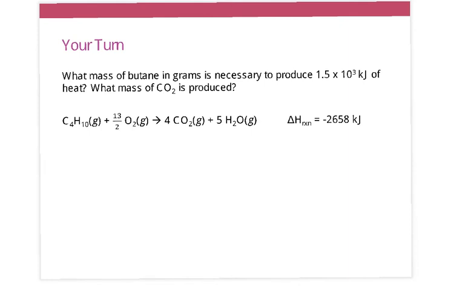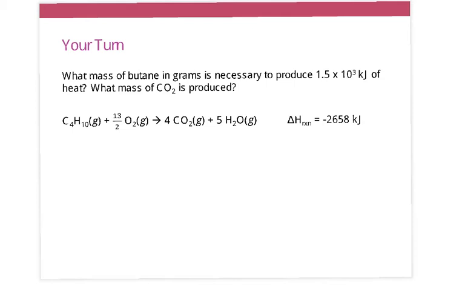Okay, go ahead and give this a try. What mass of butane in grams is necessary to produce 1.5 times 10 to the third kilojoules of heat? And the second part is, what mass of carbon dioxide is produced? Butane is found in your lighter fluid, just like propane is found in tanks in your grocery store to power your grill. So all these chemical reactions have meaning behind them. They're used in your everyday products. So go ahead and try to figure this out and then replay the video to see if you got the correct answer.